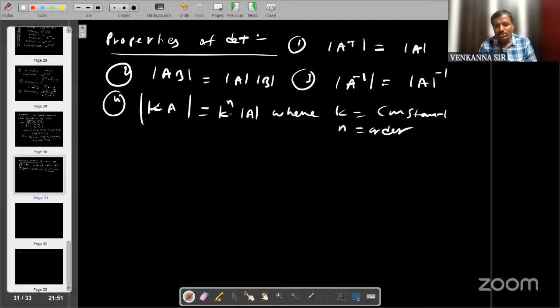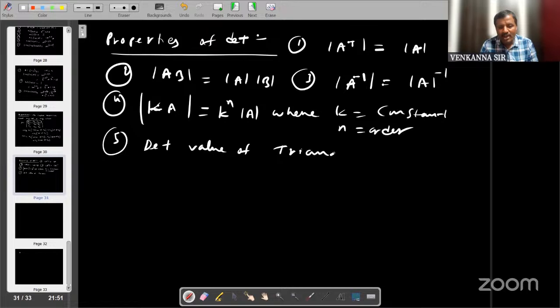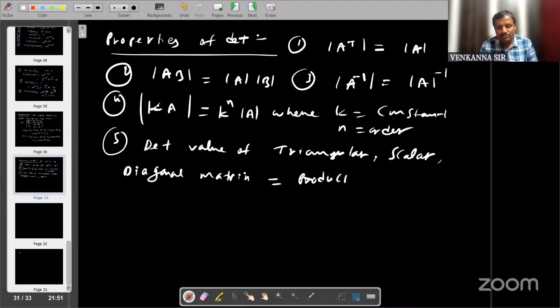There are so many GATE questions on all these properties. Fifth one, determinant value of a triangular, scalar, or diagonal matrix is equal to the product of the principal diagonal elements. Product of principal diagonal elements.